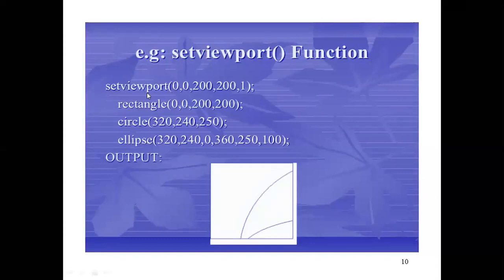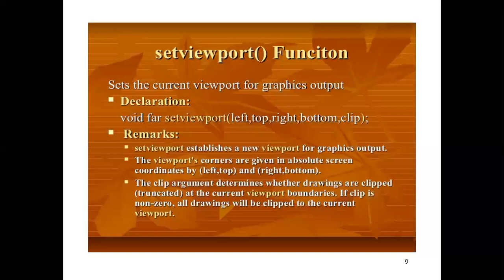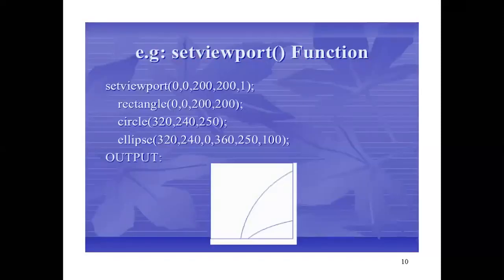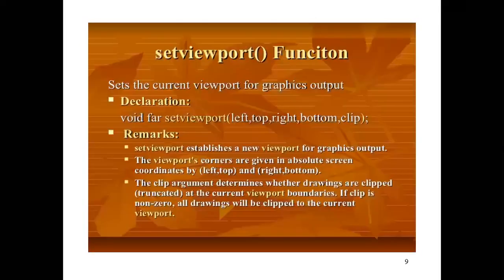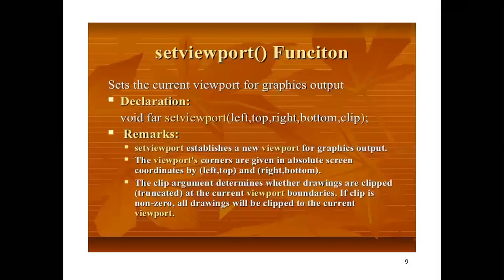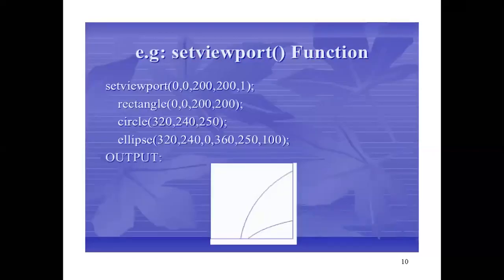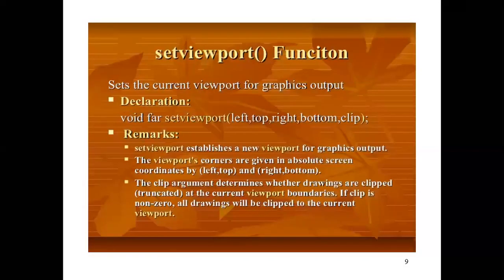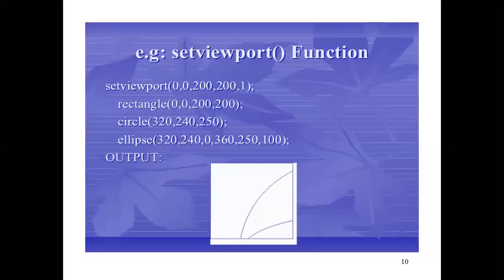Here it is given setviewport(0, 0, 200, 200, 1). Now you can see here it is already defined. Just consider the sequence: left, top. Left value is 0, and top is again 0. Then right is 200, and bottom is equal to 200, and again you can see clip is given here as 1.